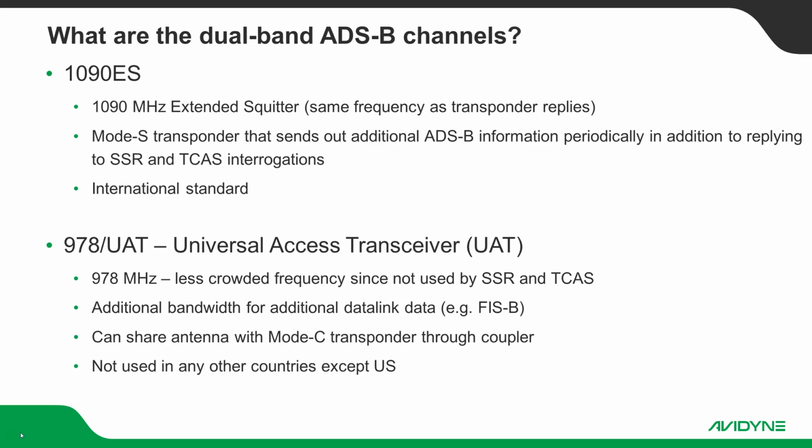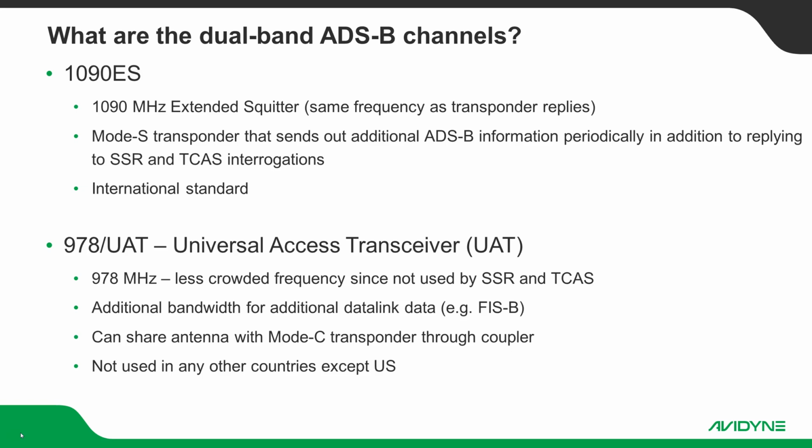Again, the 1090 is the same frequency as most transponders, or all transponders. Mode S transponders send out additional ADS-B information on the extended squitter data stream that adds the GPS position and velocity information. And 1090 is the international standard. Outside of the U.S., everybody else will be using 1090.